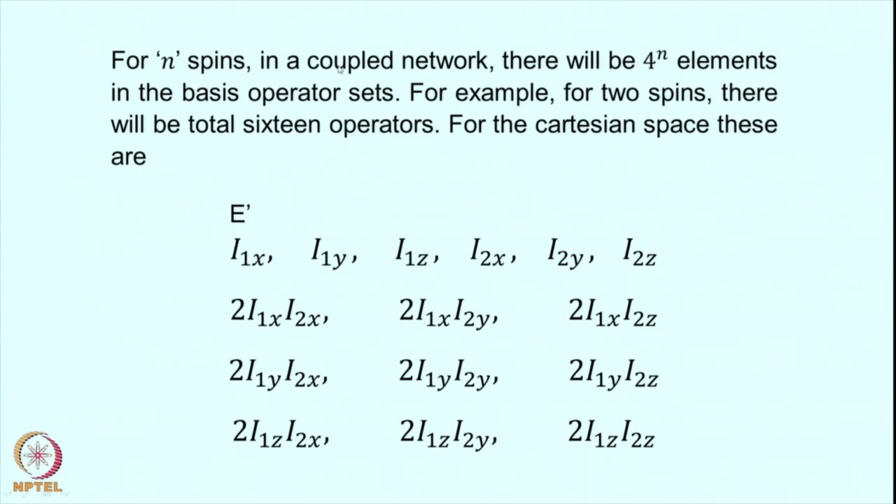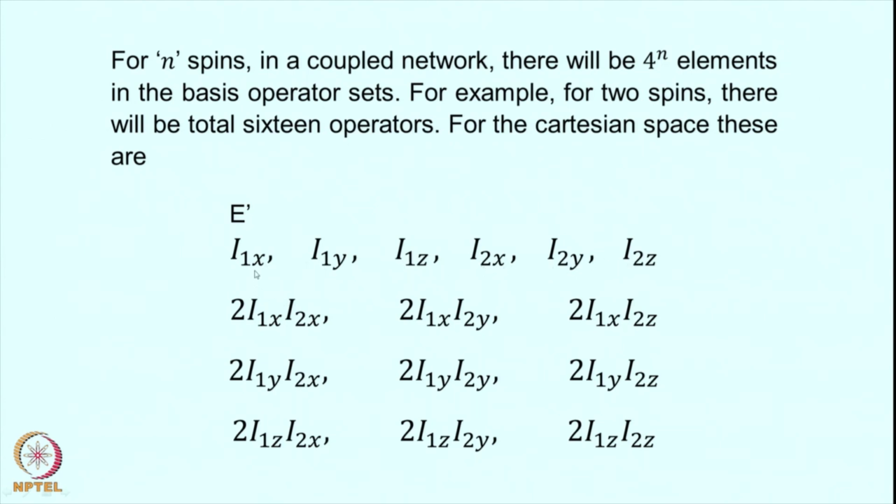Therefore if I have n spins in a coupled network, there will be a total of 4 to the power n elements in the basis operator set. So for example, for 2 spins there will be a total of 16 operators. For Cartesian space, we have this E dash, which is basically related to the unit matrix, and this 1/2, which we will explicitly see. Then you have the x, y, z of one spin, and then the x, y, z of the second spin.